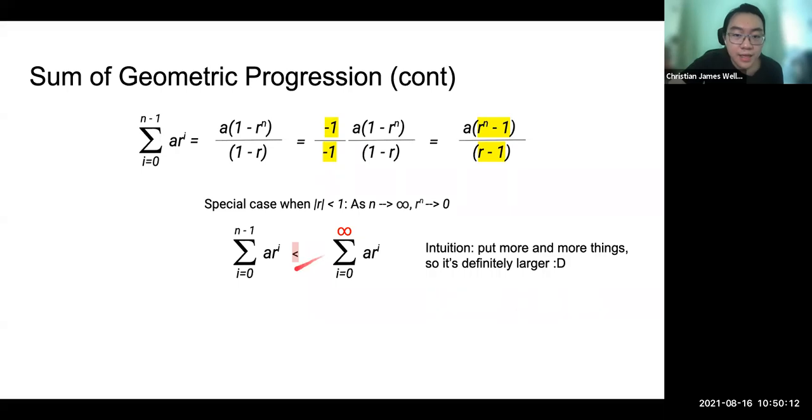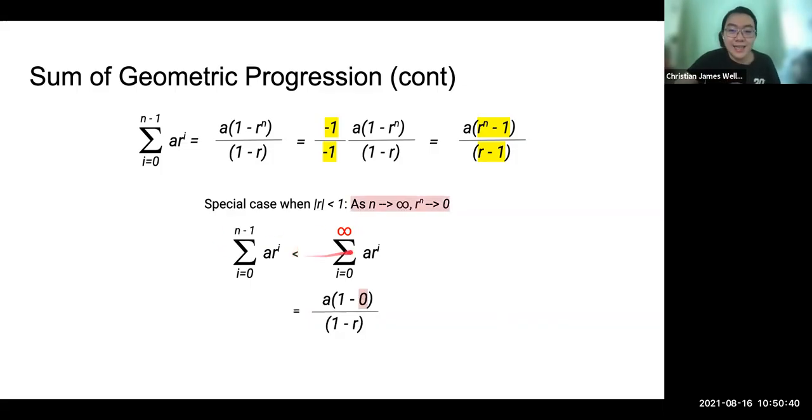Okay, so here I have a little bit of inequality. So in this module, do be comfortable with inequalities. What happens here is I take the original terms, and then let's say I add more terms. So the upper bound is no longer n minus 1, it's now infinity. The intuition here is that I'm really adding more things into this sum, so it has to be the case that the right-hand side is larger than the left-hand side.